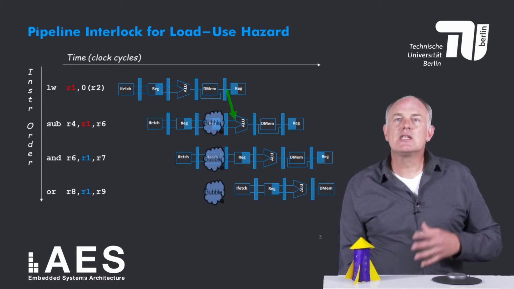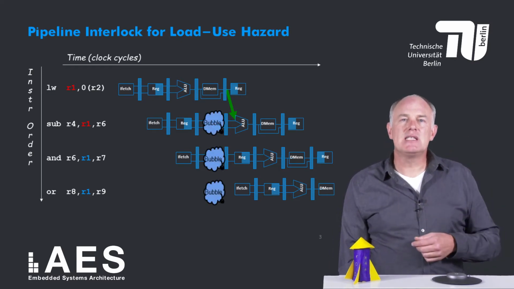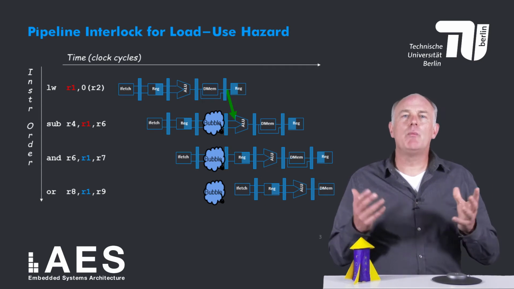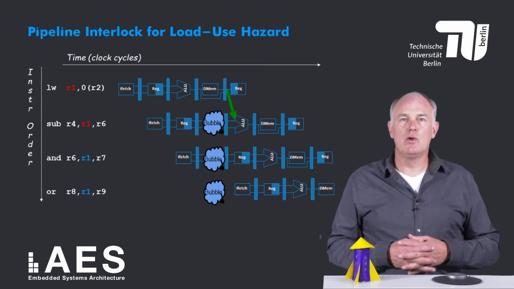Such a stall is commonly called a bubble, since it floats through the pipeline, occupying time but performing no useful work.